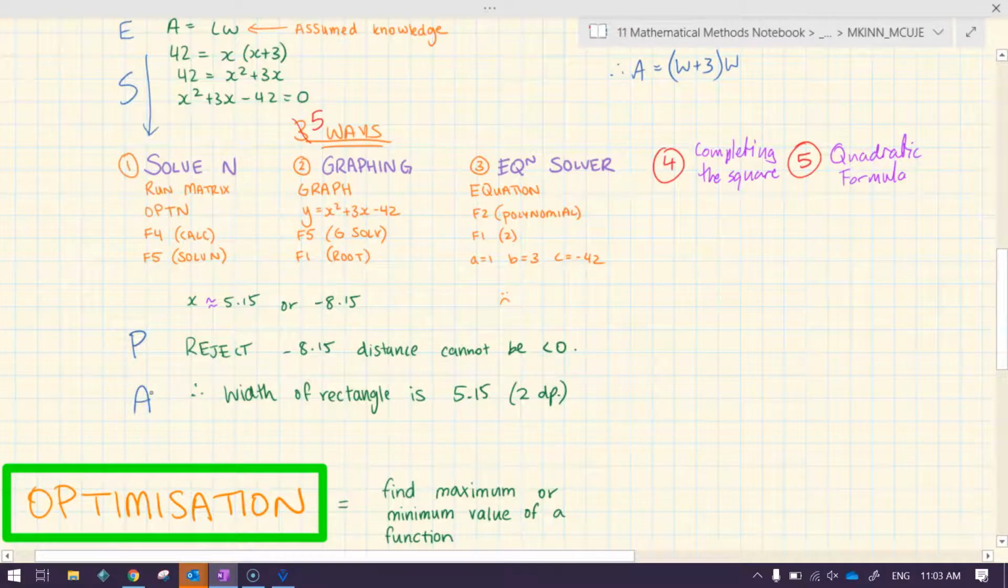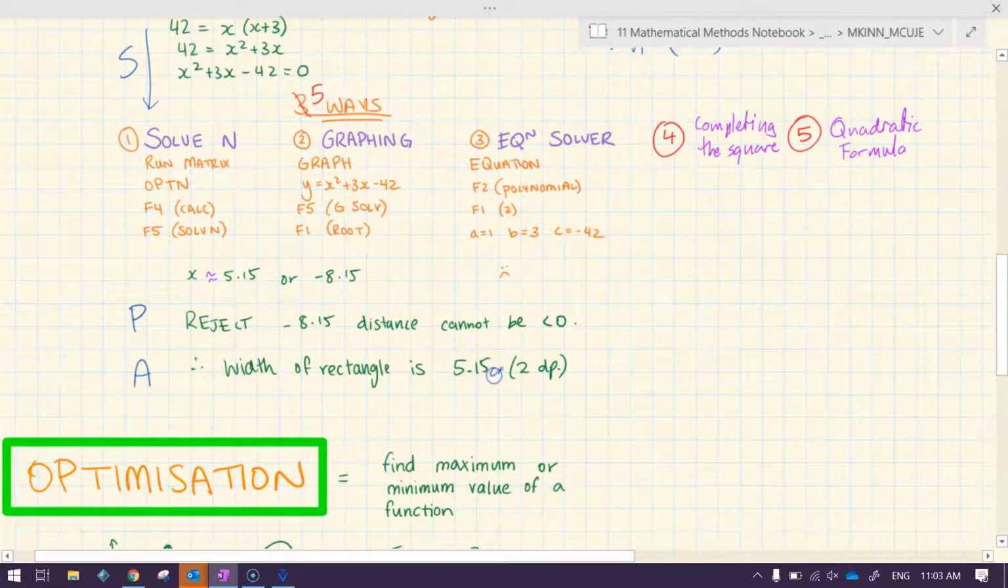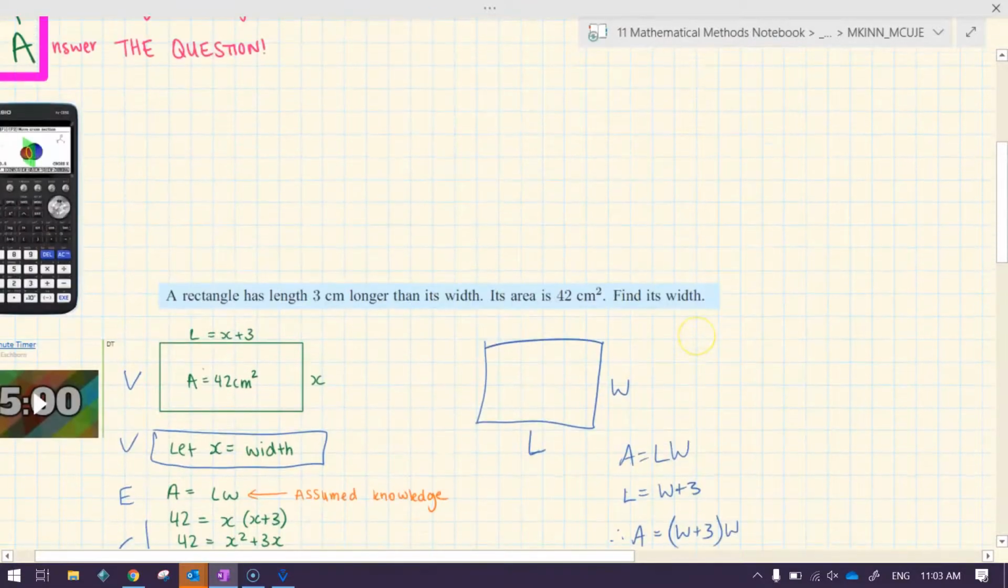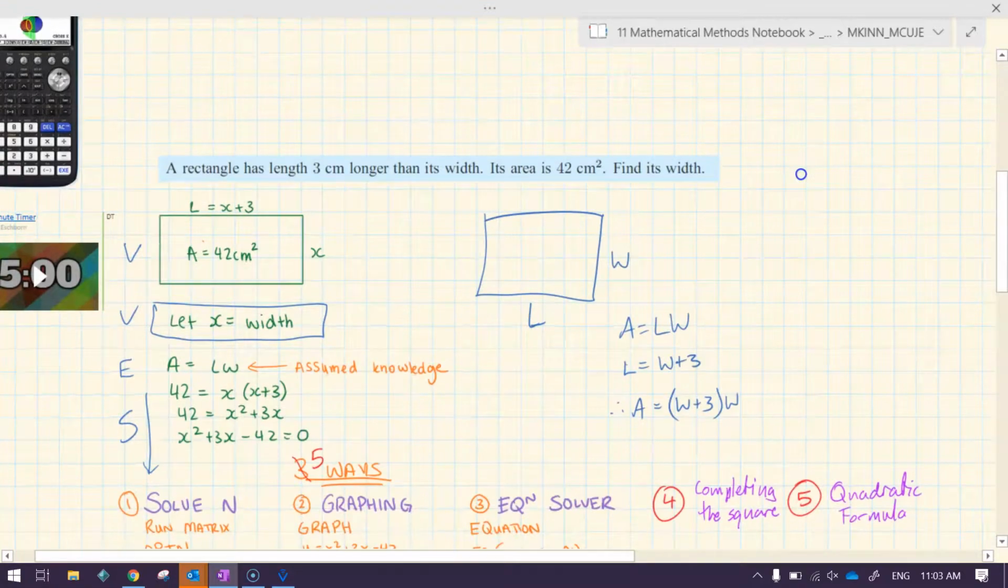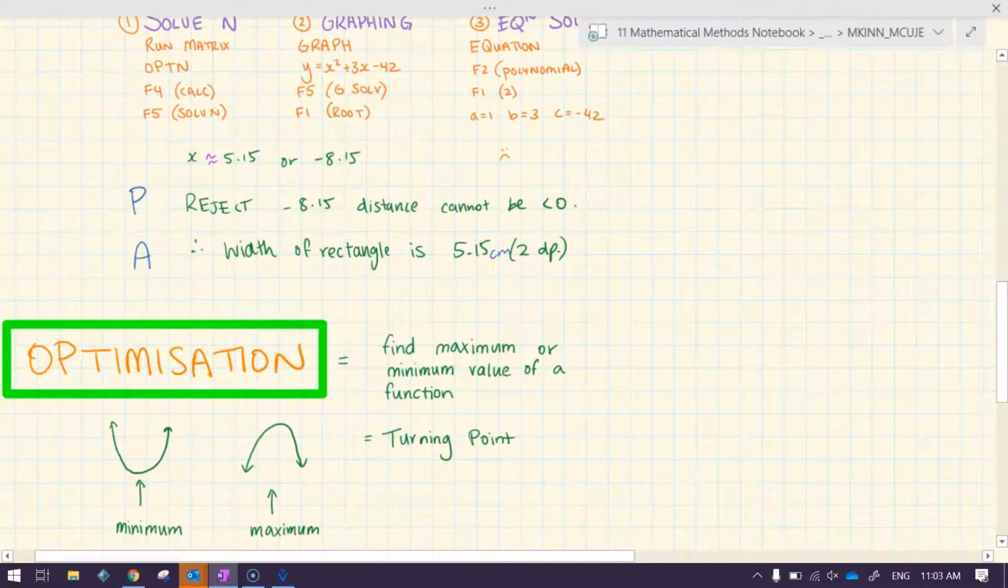answer. Answer the question. The width of the rectangle is 5.15. Did they give us centimetres? So when you're pondering, what units should I be answering in? They've asked me for the width. Okay, I didn't need to find anything else. It didn't ask for the dimensions. If it asked for the dimensions, you state the width and the length. Just do what it says.